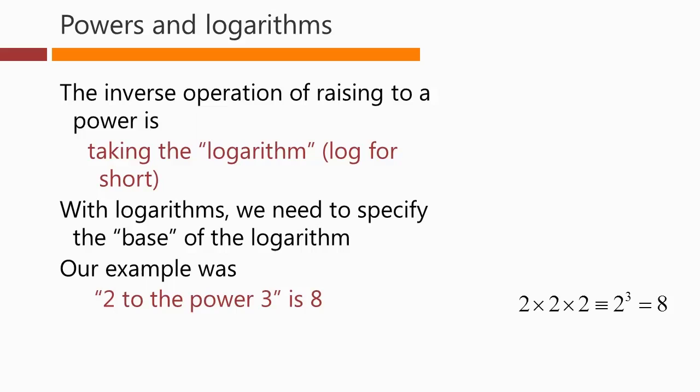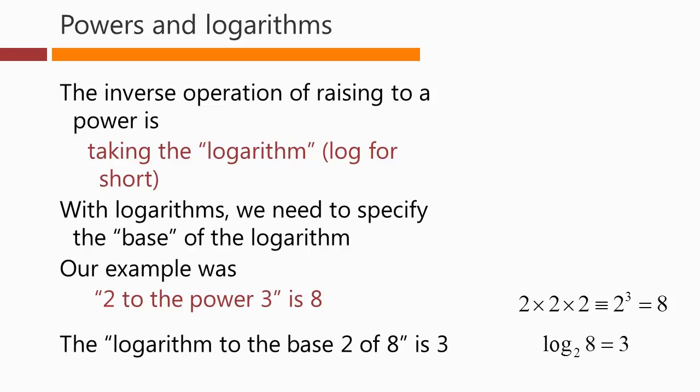So for example, we had 2 to the power of 3 is 8. 2 times 2 times 2 is equal to 8. Then the logarithm to the base 2 of 8 is 3. It's the power to which we have to raise 2 in order to get 8.